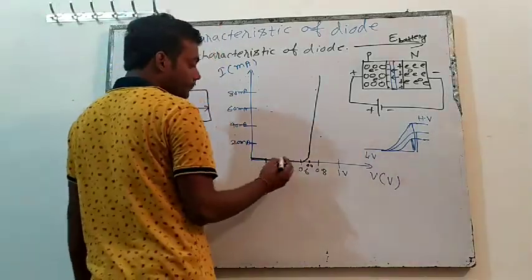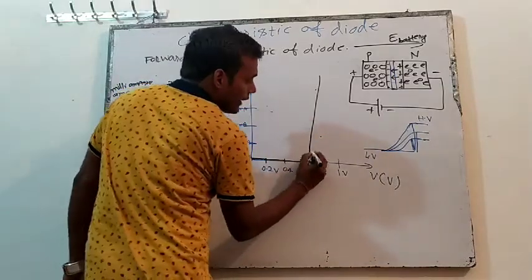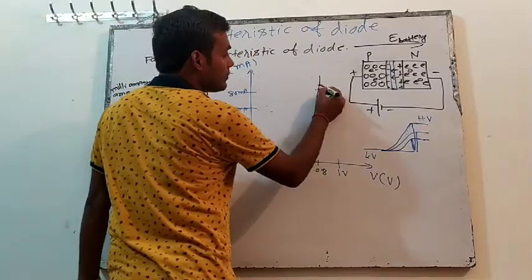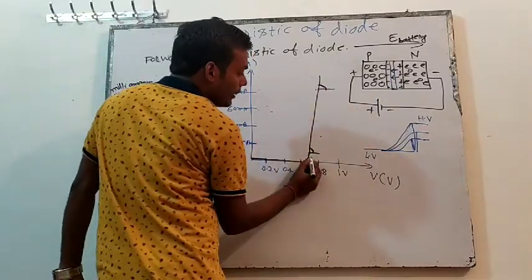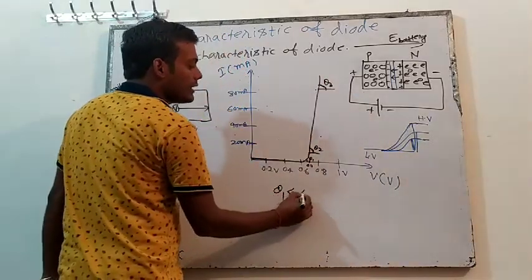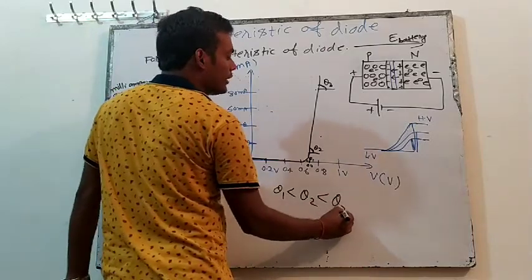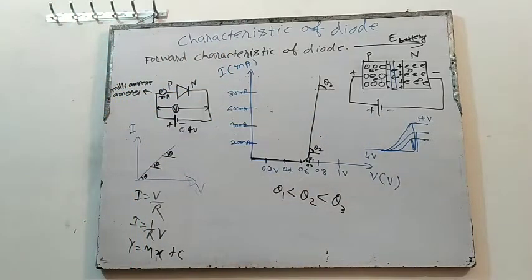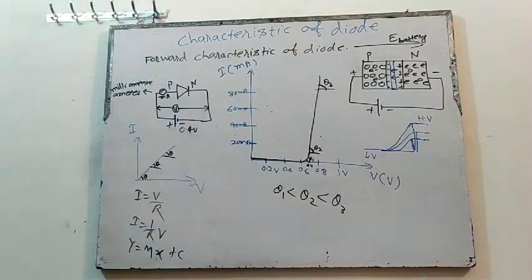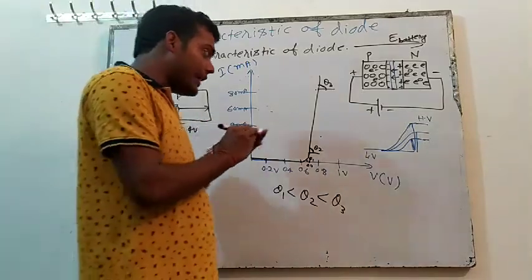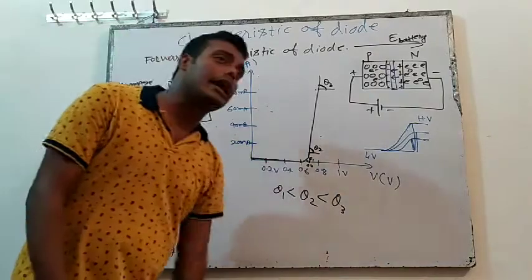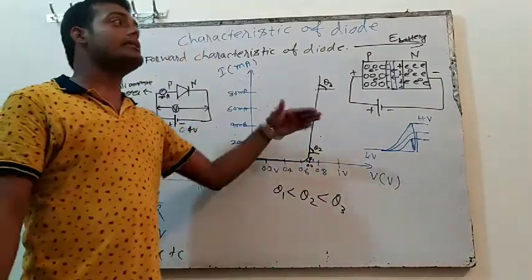But here see, this angle is more than this angle, and this angle is more than this angle also. So if I talk about theta 1, theta 2 and theta 3, we can say theta 1 is less than theta 2, which is less than theta 3. So initially the angle is increasing, that means slope is increasing, that means resistance is increasing. Is it a graph of constant resistance? No, because here the slope is changing. If the slope changes, that means the angle with the x-axis changes, and that means resistance is changing.